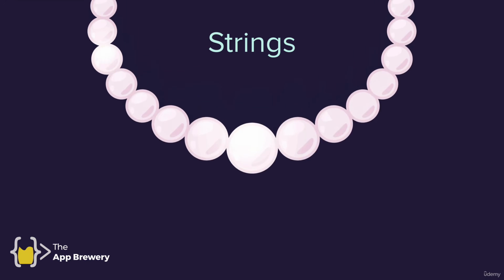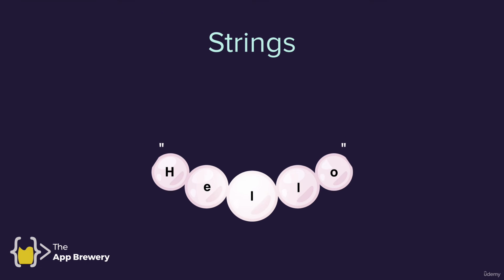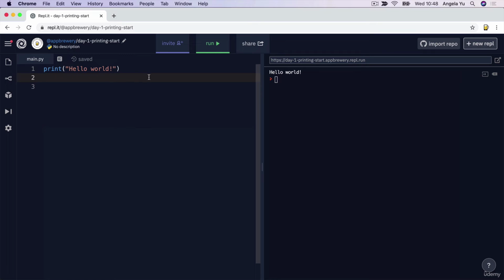You can imagine it as almost like a pearl necklace, right? It's a string of characters. And what the double quotes do is they basically show the beginning and the end of that string of characters. So that means you have to be really careful when you're typing.